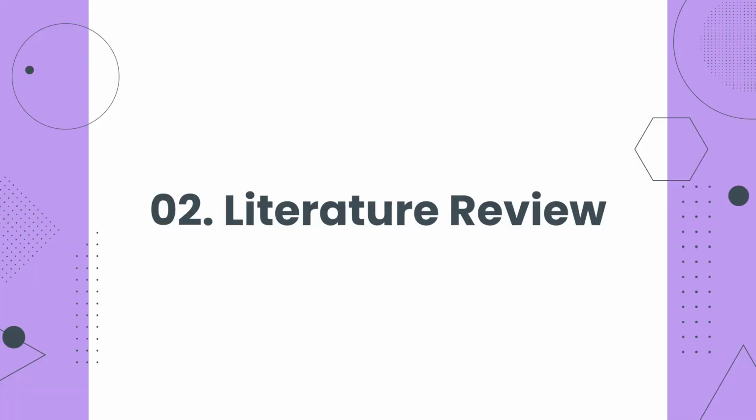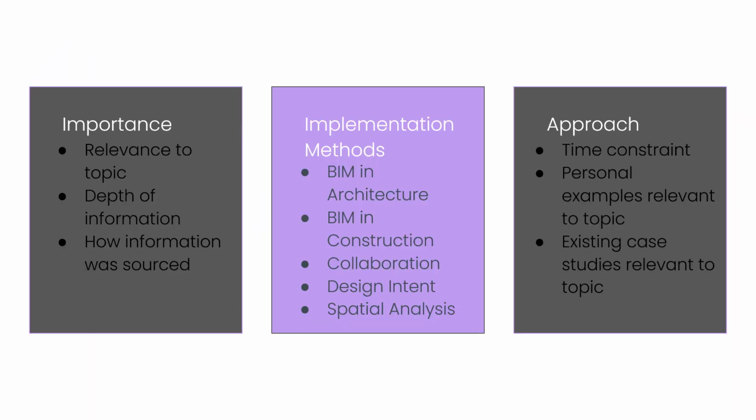Number 2, literature review. During our literature review, we considered what is important to our topic, which implementation methods we should use, and how we should approach our topic. In regards to what is important to our topic, we considered which points and terms were relevant to our topic. We also decided how in-depth our research should be and which types of sources we should use, such as information from the textbook and scholarly articles from databases.